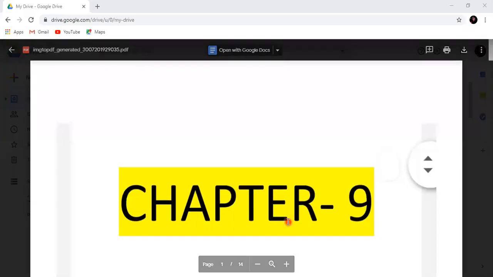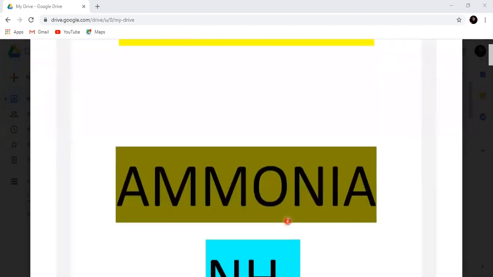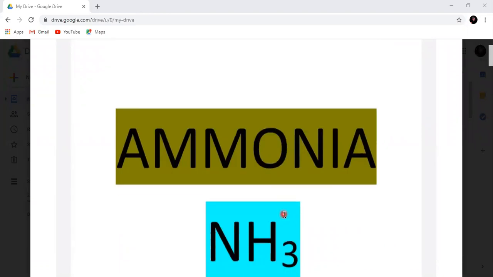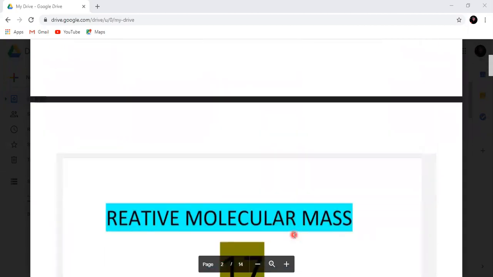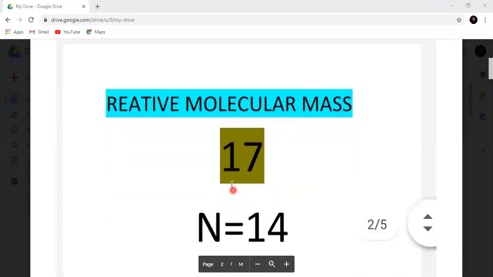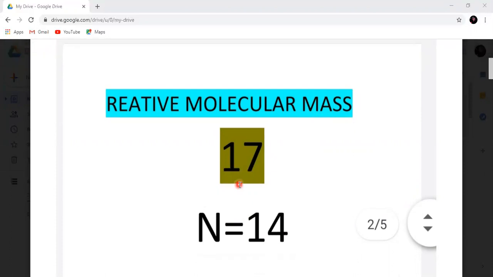Good morning, students. Let's start with chapter 9, Study of Compounds, Ammonia, on page number 151. As you know, ammonia has the formula NH3, N for nitrogen, H for the element hydrogen. Its compound is forming and NH3 is there. When we consider the relative molecular mass of ammonia, that is 17. Now the question arises, how is this 17 coming?